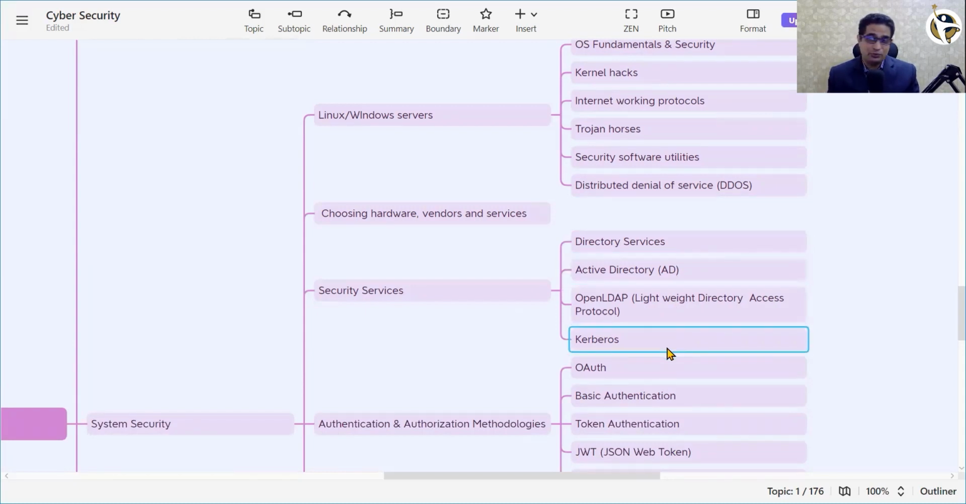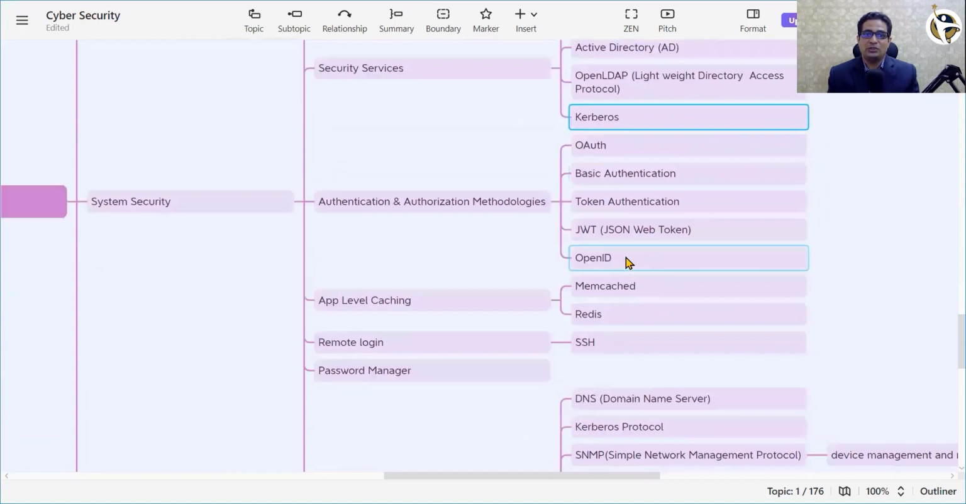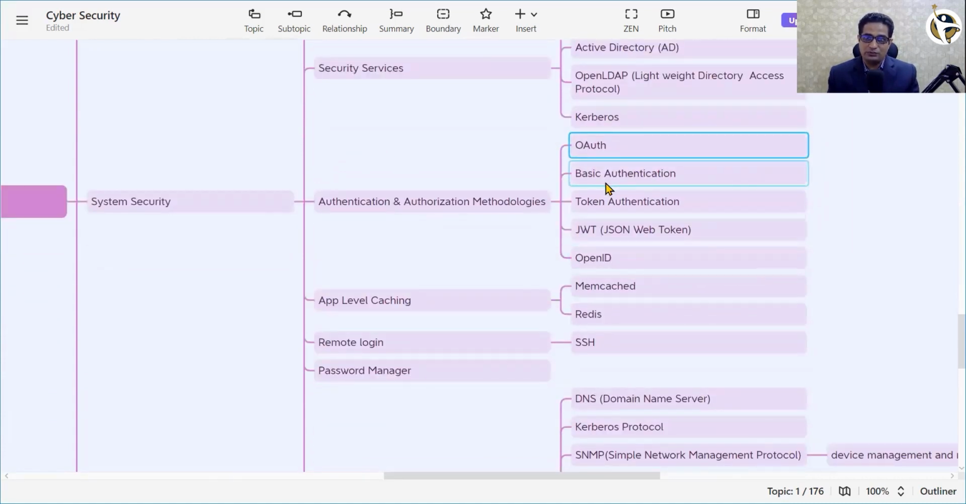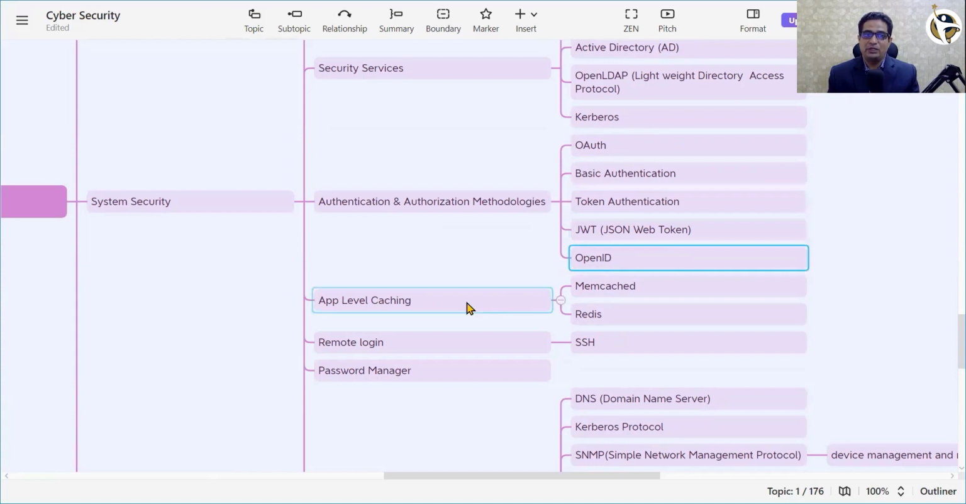LDAP, and Kerberos, which is very popular when it comes to authentication and authorization. You need to know all these protocols. Authentication and authorization methodologies as common protocols. Just a few minutes back we saw, right? OAuth, basic authentication, token authentication, JWT, OpenID. These basic authentication and authorization methodologies you need to know.